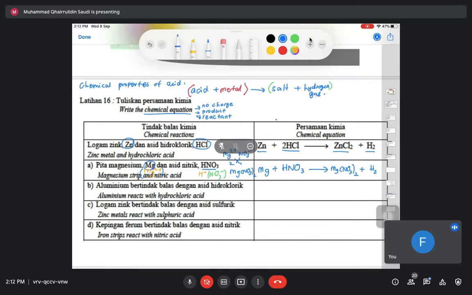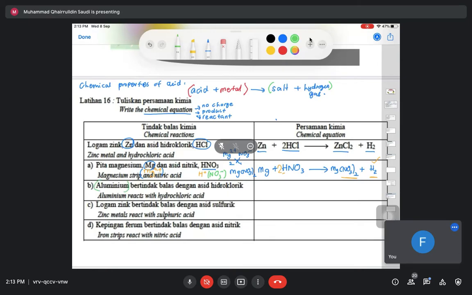Okay, is the chemical equation balanced now? Is it already balanced? No. We have 2 hydrogen here, but we only have 1 hydrogen. So we put 2 in front. So hydrogen is now balanced. Nitrate also has 2, and here we also have 2 nitrate. So now it is balanced. Okay, kita buat lebih cepat.